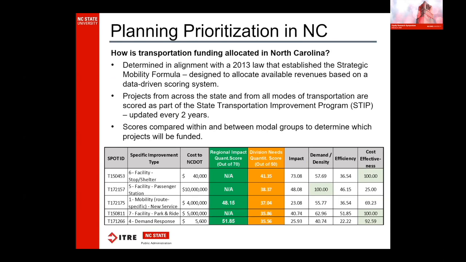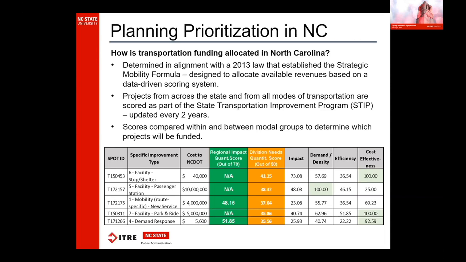And so in the case of North Carolina specifically, I mentioned that transportation funding is allocated through a prioritization process that's dictated in North Carolina by a 2013 law. And the way that prioritization looks, it's a giant formula with many spreadsheets that essentially take all the proposed projects from across the state and compare them using a scoring system. And so that includes projects from all modes of transportation, so bicycle, pedestrian, highway, ferry, you name it. And then the scores are compared within and between those modal groups to determine what projects will be funded.